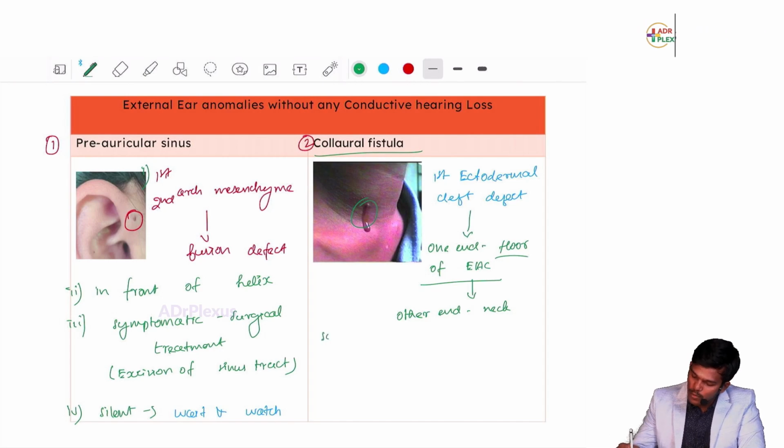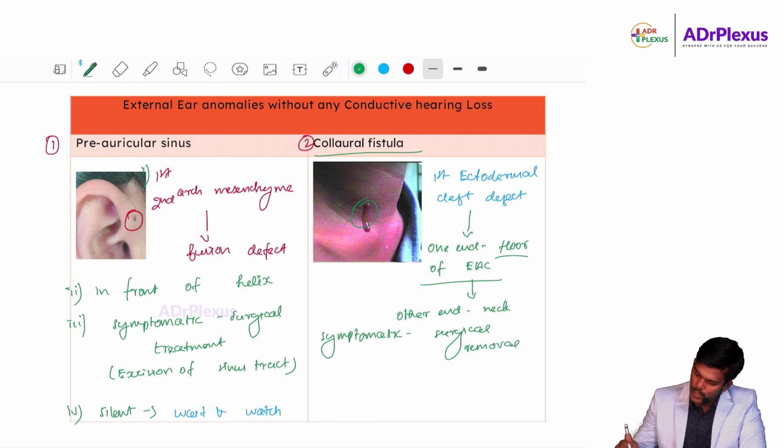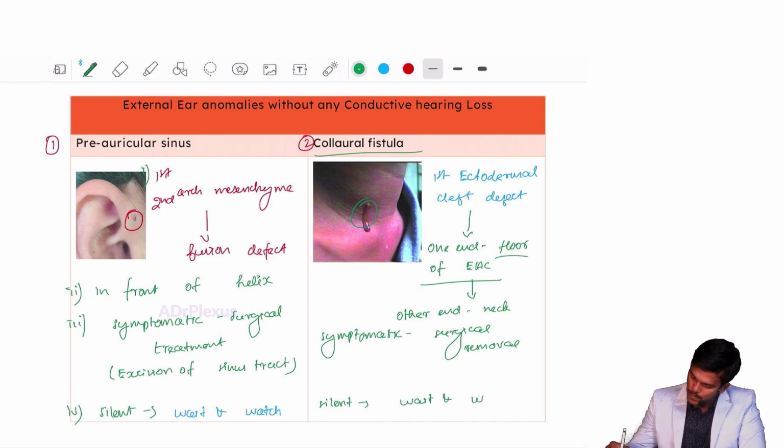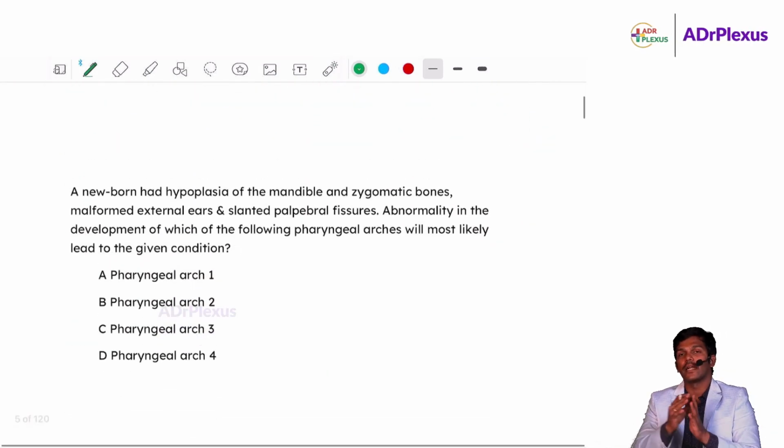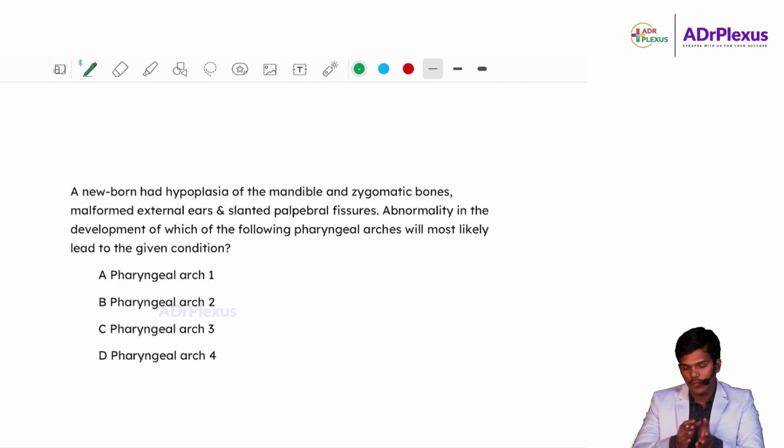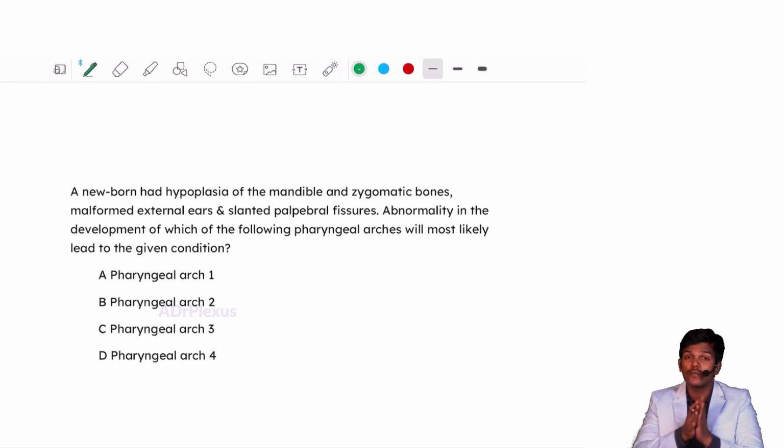Again, if it is symptomatic, you should do surgical removal. If it is silent, you can wait and watch. Okay, fine. So we have dealt with the fusion defects. Now we can enter into syndromic defects associated with the first arch, that is, the external and middle ear defects.